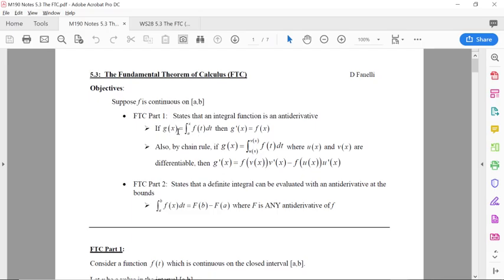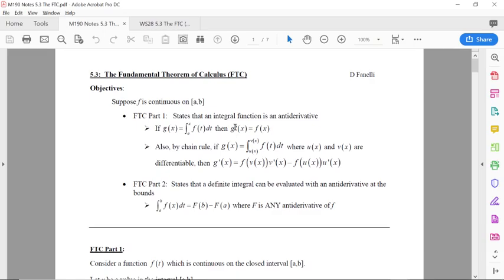If we take the derivative of g of x, using the prime notation here, this is a single variable function, the derivative of g with respect to x. So again, we've integrated with respect to t, but we are differentiating with respect to x. And we'll be able to show, when we build a function like this, that it will turn out that g prime of x is equal to f of x.